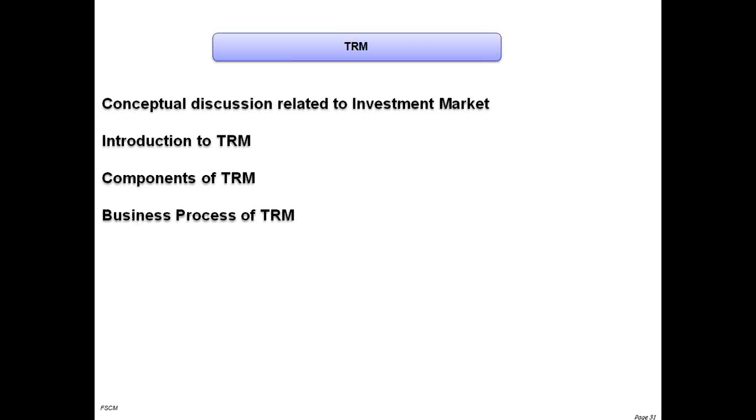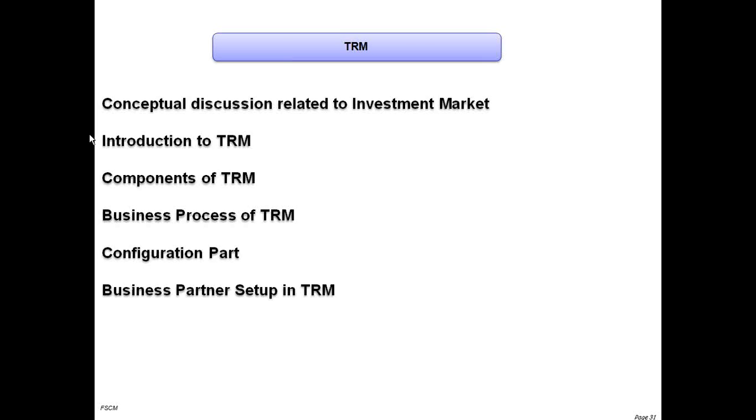Then business process. For each of the components, we should know the business process. Then only can we have an understanding of the complete TRM module. So our major concentration in this module is on the first four. If you understand the first four, then the configuration part is much easier for us. Otherwise, it is again a blind thing.